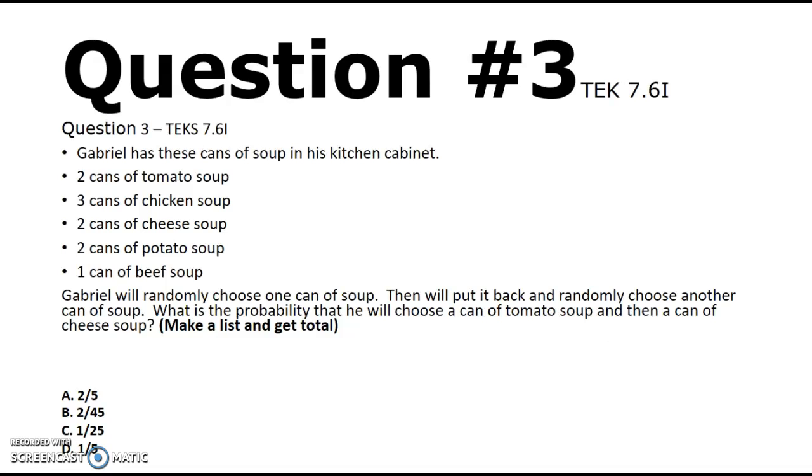Question number 3. Gabriel has these cans of soup in his kitchen cabinet. 2 cans of tomato soup, 3 cans of chicken soup, 2 cans of cheese soup, 2 cans of potato soup, 1 can of beef soup. Gabriel will randomly choose 1 can of soup, then put it back and randomly choose another can of soup. What is the probability that he will choose a can of tomato soup and then a can of cheese soup? Make a list and get a total.